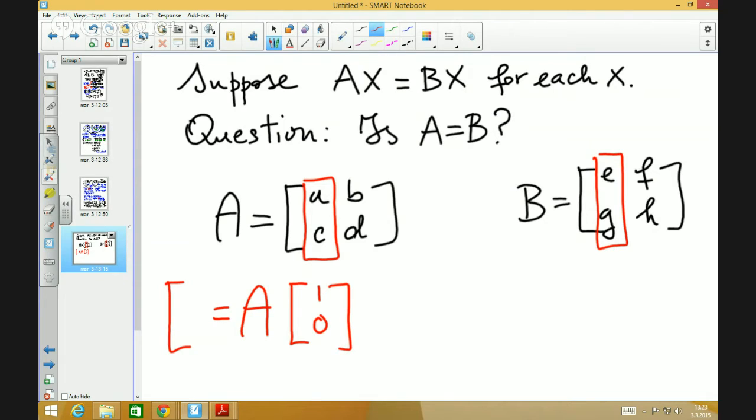Now, what is this? Okay, I multiply A by 1, 0. When I multiply, I do the multiplication for the first row. I get A times 1 plus B times 0. Hey, I get A. If I do it for the second row, I get C times 1 plus D times 0. So I get C.